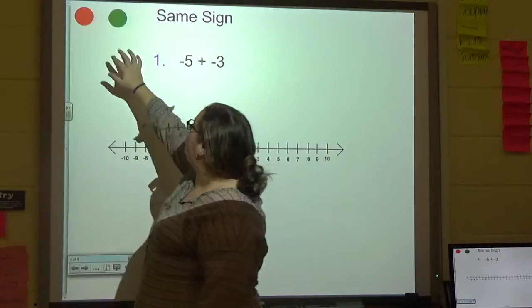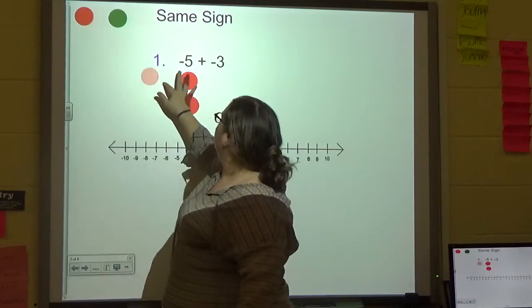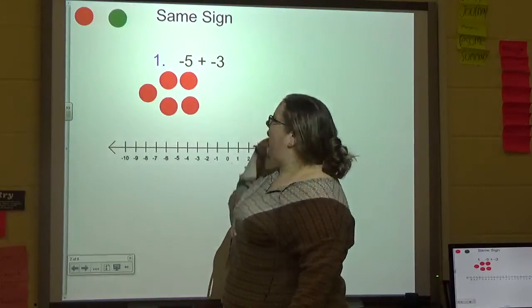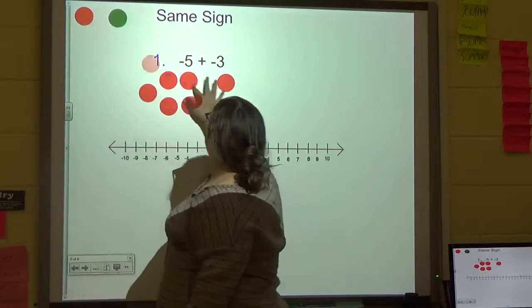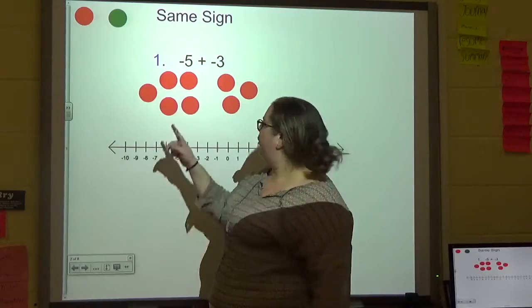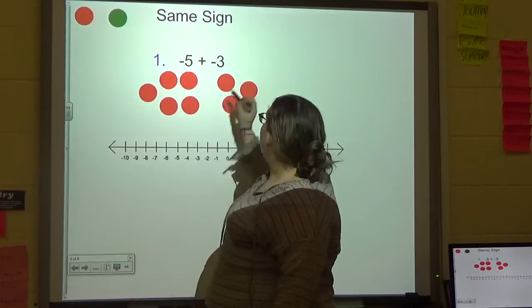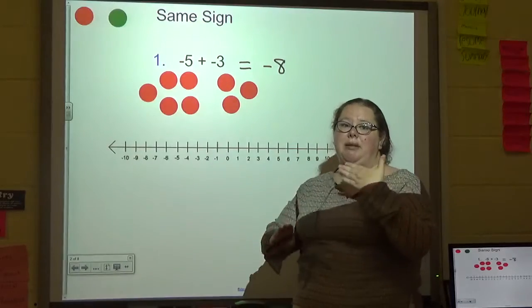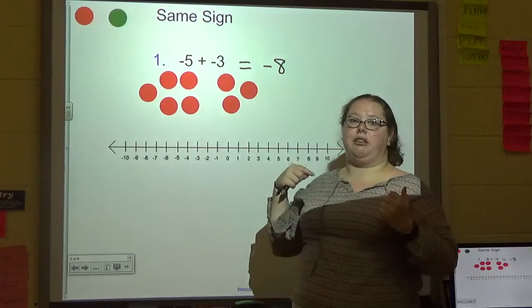So if I have 5 reds, 1, 2, 3, 4, 5, and then I have 3 more, 1, 2, 3. How many red dots do I have? 1, 2, 3, 4, 5, 6, 7, 8. So I just have -8. So when I have two things that are the same sign and I'm adding, all I do is add the two numbers together and it stays negative.